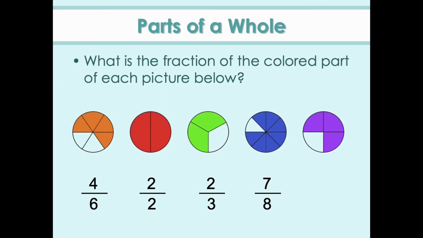Look at the purple parts. Count how many purple parts we have. 1, 2, 3. Count how many parts we have altogether. 1, 2, 3, 4. So our fraction is 3/4. That means 3/4 of the shape is shaded.